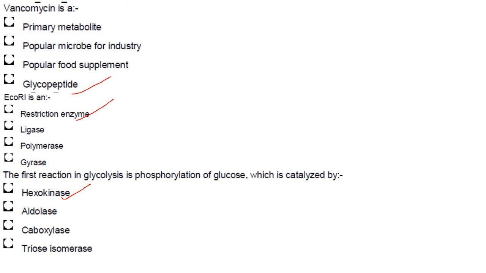The first reaction in glycolysis is phosphorylation of glucose, which is catalyzed by hexokinase. So hexokinase phosphorylates glucose using ATP as the source of phosphate, producing glucose 6-phosphate, a more reactive form of glucose.